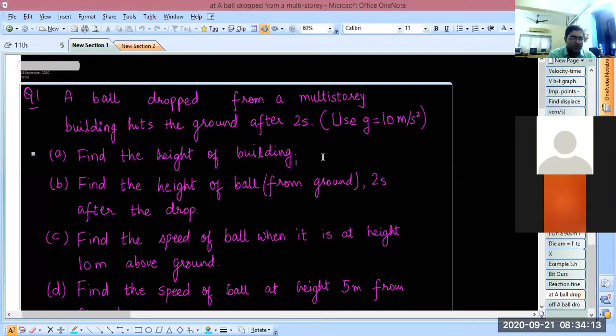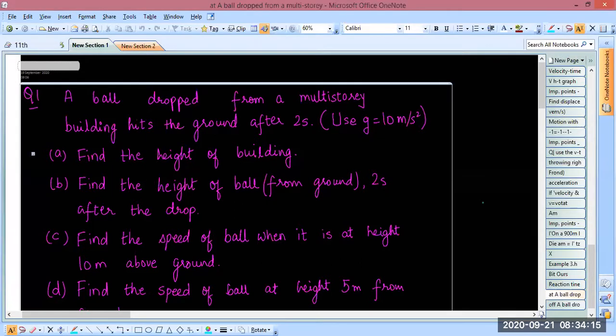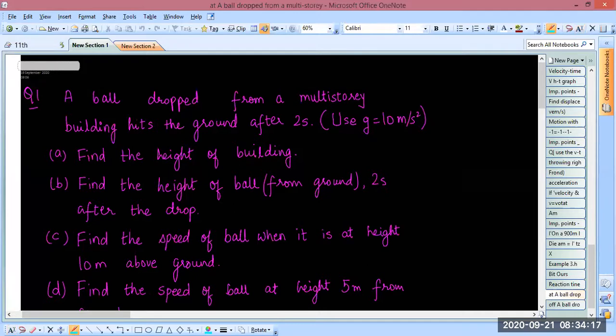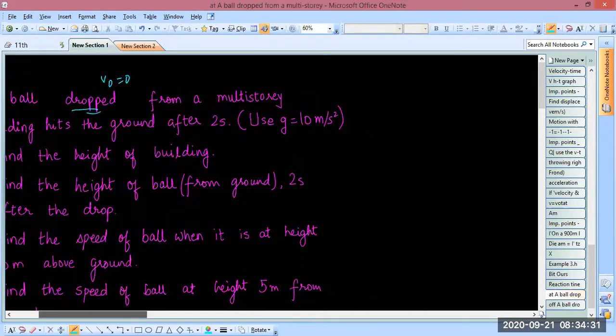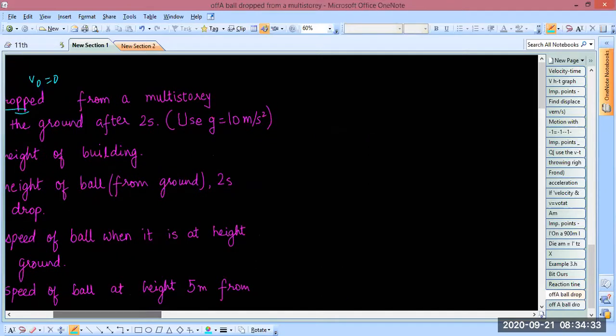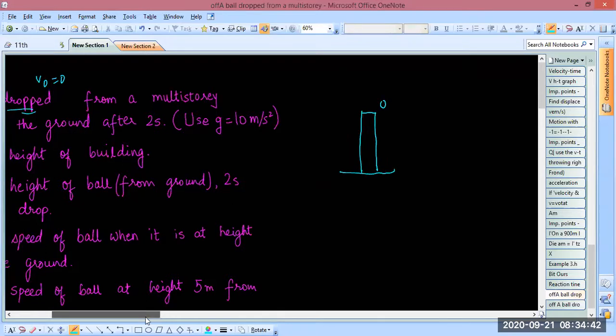So let's start this first question. There is a ball which is dropped, that is, its initial velocity is going to be 0, and it is dropped from a multi-story building. The most important thing as usual is to draw a diagram. So here is that building, let's say, and we drop a ball from here.